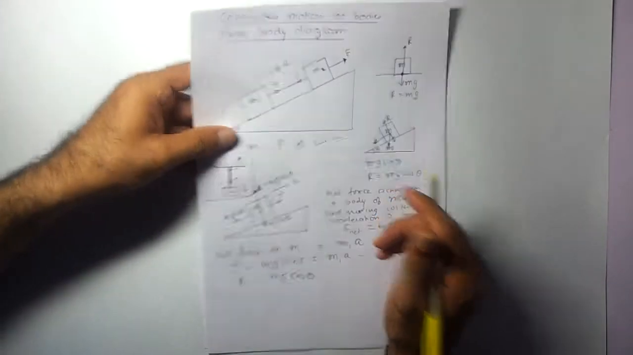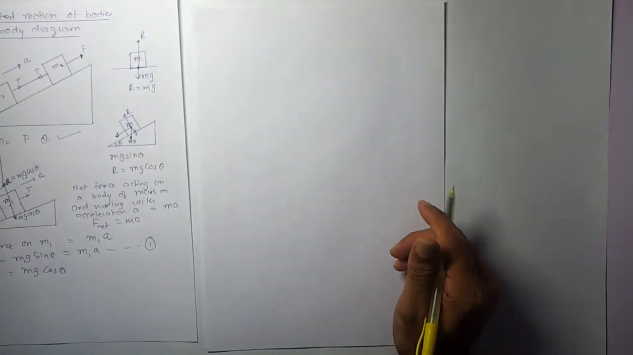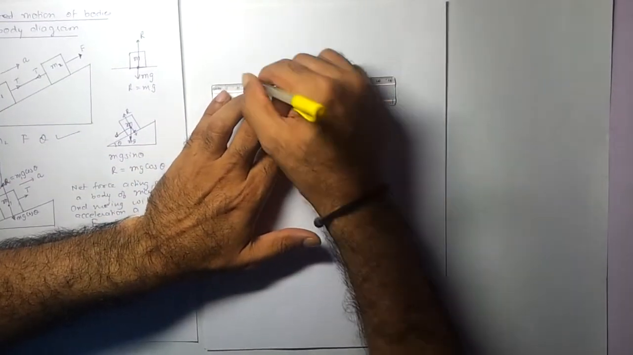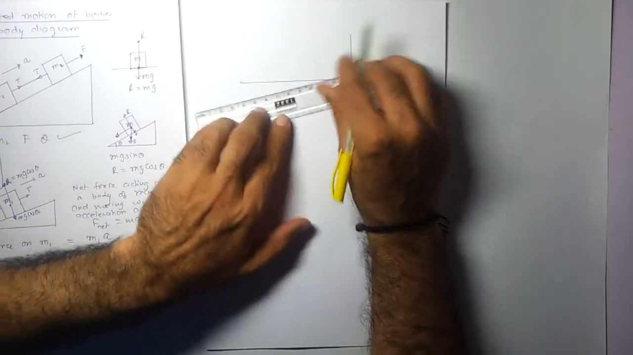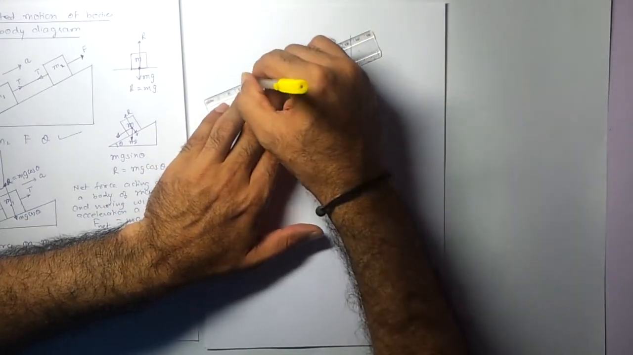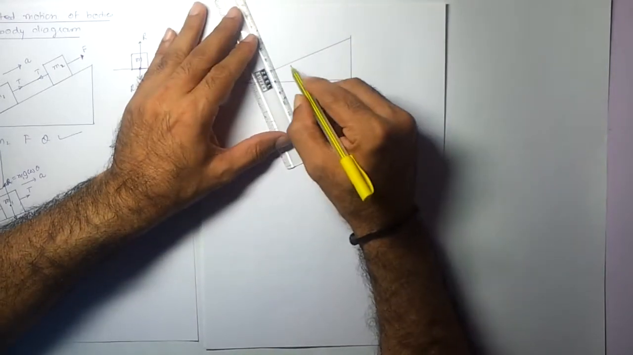So I'm now looking at mass m2. I'll again show mass m2. Let me draw an inclined plane. Okay, let us say this is mass m2.